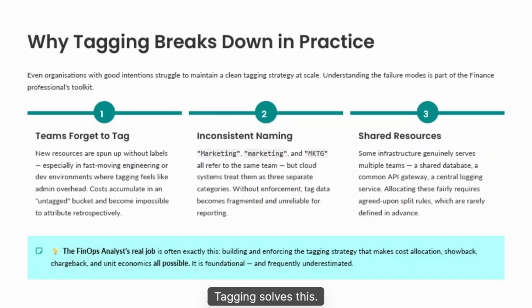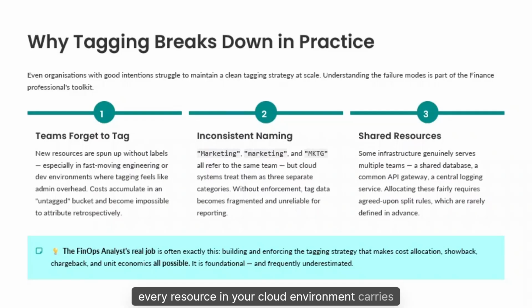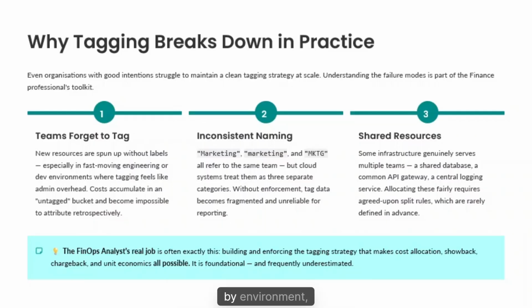Tagging solves this. A tag is a label you attach to a cloud resource that attributes it to a specific team, project, or cost center. When tagging is done well, every resource in your cloud environment carries metadata that lets you slice the bill any way you need, by team, by environment, by product, even by geography. The finance director can see exactly what marketing, engineering, and finance each spent.